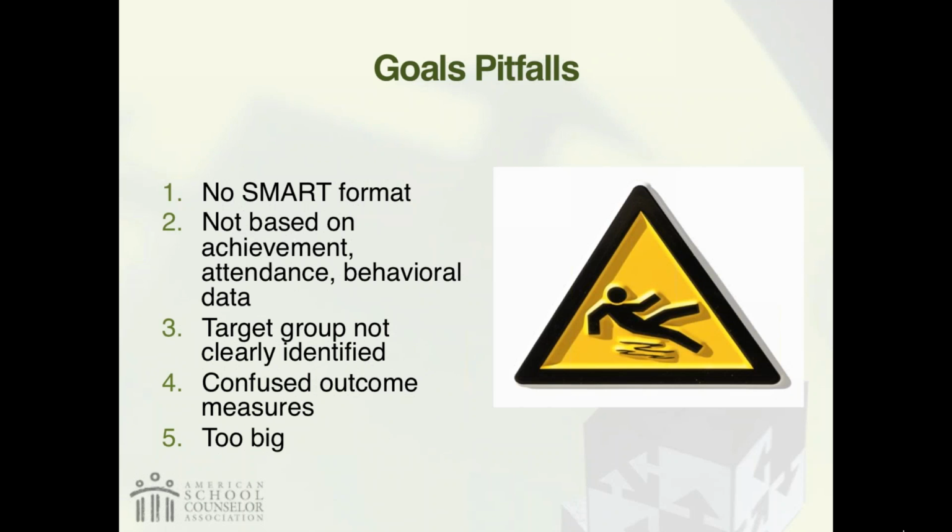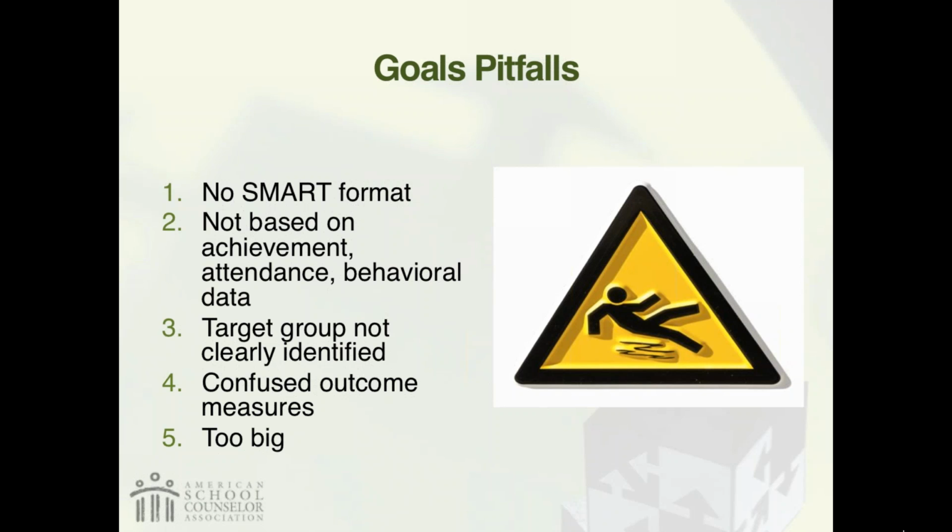Goal pitfalls. Again, this is a reflective piece to help you, when you write your goals, think about: are they in a SMART format? Are they measurable? Are they time-bound? If you look at your SMART goal and there's no end date, then it's not in the SMART goal format. Are they based on attendance, achievement, or behavior data? In a RAMP application, you have to share two to three goals. Share the ones that clearly are linked to achievement, attendance, and behavior data. Is the group clearly identified?